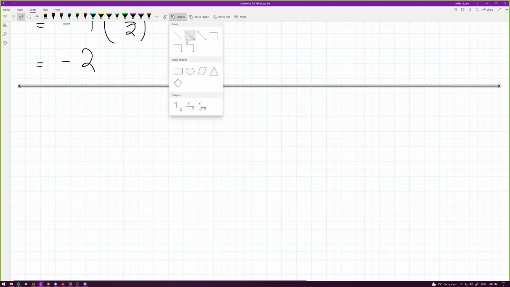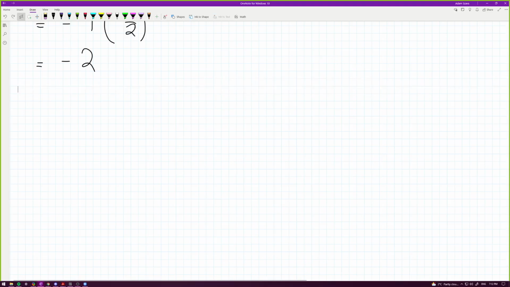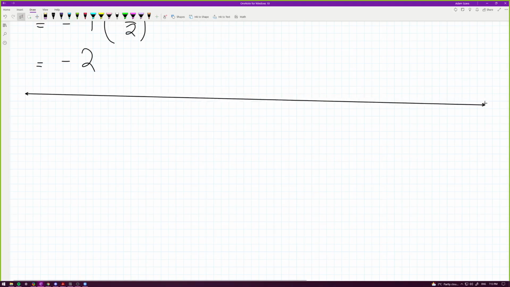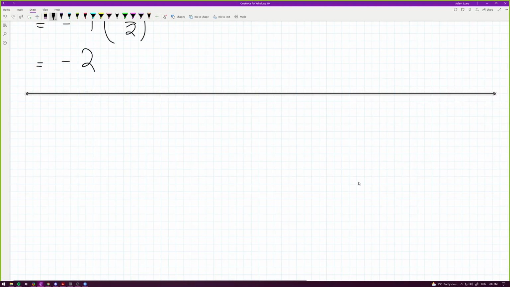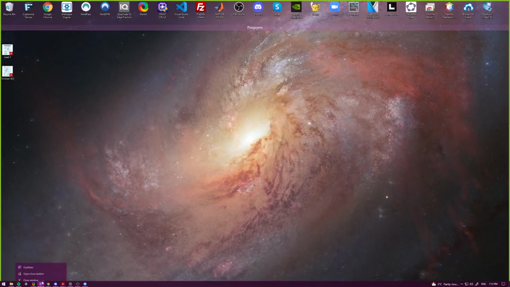Can I switch to that? No, I cannot. No, what's going on? Okay, doesn't want to switch colors, so I guess I'm left with that. So here, okay, OneNote's being weird, so I gotta restart OneNote.